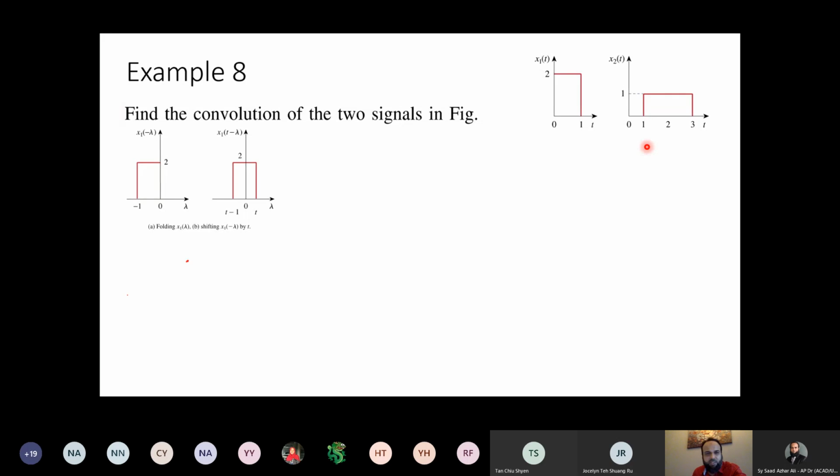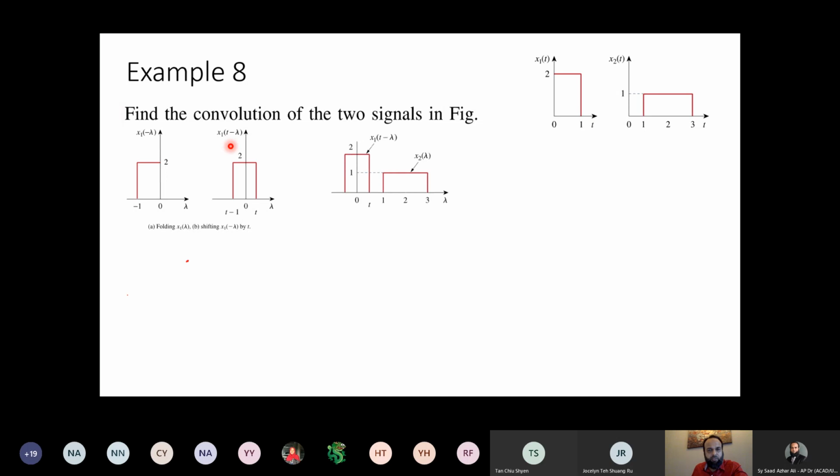To give you the idea, something like this. In this case, x1 is the one we flip and then shift. You can see x1 of minus lambda, just flipping, and then to make it shiftable, x1 of t minus lambda. Just for those who are getting scared already, don't worry, this is not what we are covering in our code. This is just to introduce you to how convolution makes things easy.